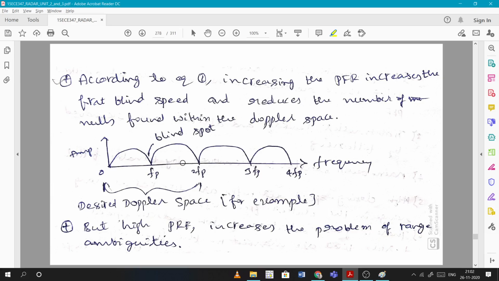But what happens if you increase the frequency? We are actually avoiding the problem of blind speeds, but another new problem will arise, that is called range ambiguity. Range ambiguity is like when the original target is at 10 kilometers, if you find the target distance using the radar system, it might show you 5 kilometers. That is the range ambiguity. So that is caused due to high PRF.